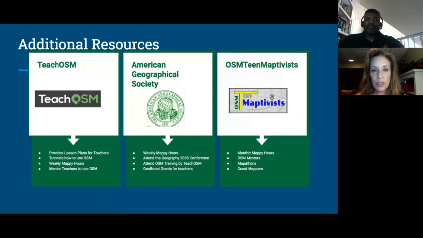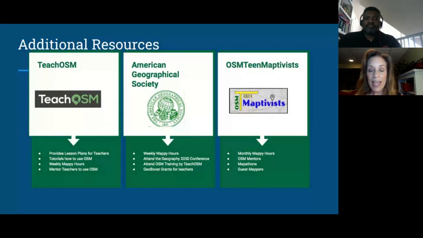So we started this organization called OSM Teen Maptivist. It's new, and Greg and I decided that we wanted to open it up to teenagers across the United States, introduce them to what OpenStreetMap is, why they would want to learn about it, and then get them familiar with how to use it.